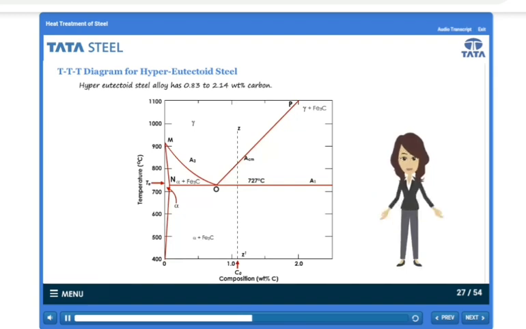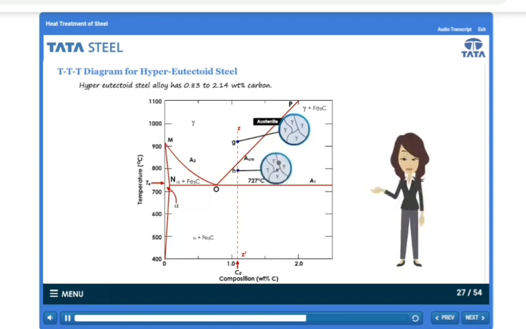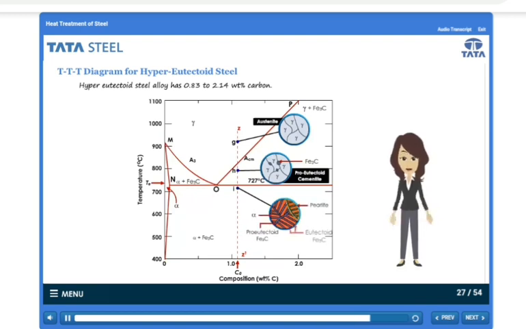Look at the diagram. At point G, along the ZZ dash composition line, the structure of steel is completely austenite. On cooling in the dual phase region at point H, pro-eutectoid cementite starts nucleating at the prior austenite grain boundary, and at point I, below the lower critical temperature, the growth of pro-eutectoid cementite is seen along the grain boundary. Thus, the final microstructure appears as a mixture of cementite and pearlite. Click next to proceed to the next screen.